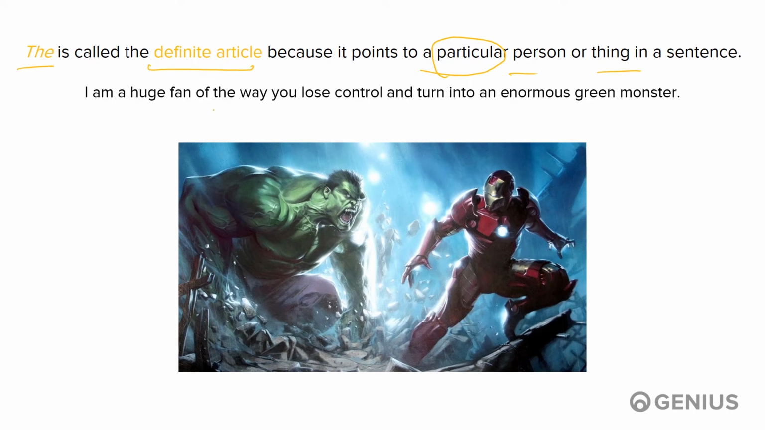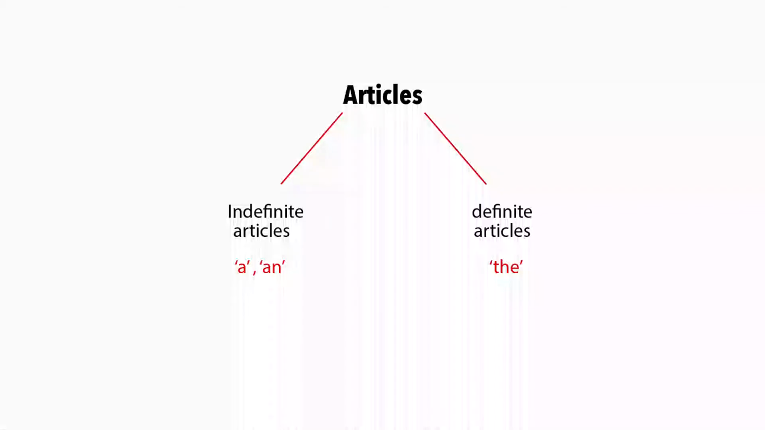Hence, when Iron Man says the way in which you lose control, he means a very specific way. He is referring to the way in which Banner gets angry and turns into the Hulk. Thus, indefinite articles can refer to anything or person, whereas definite articles refer to something specifically.